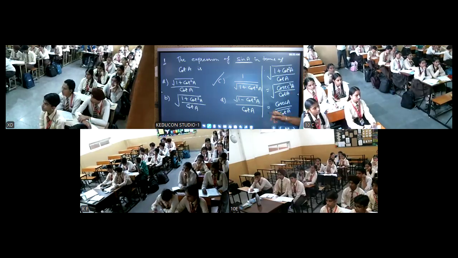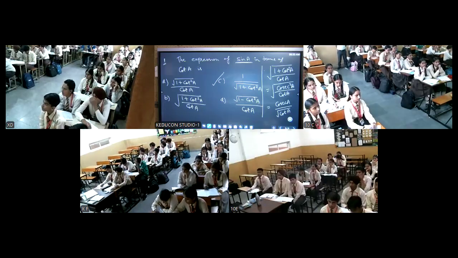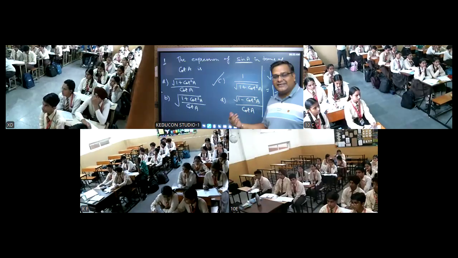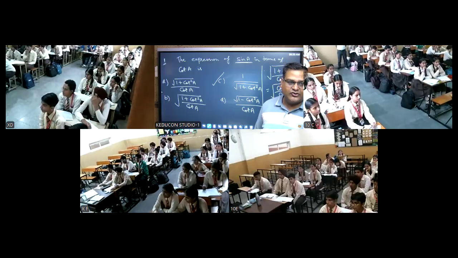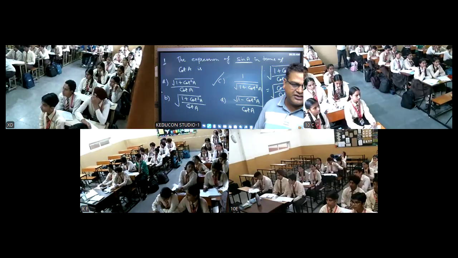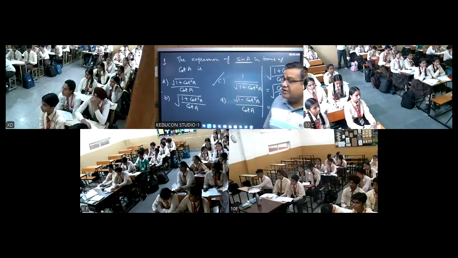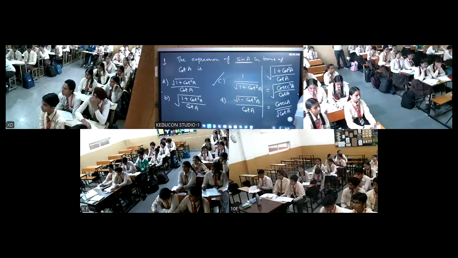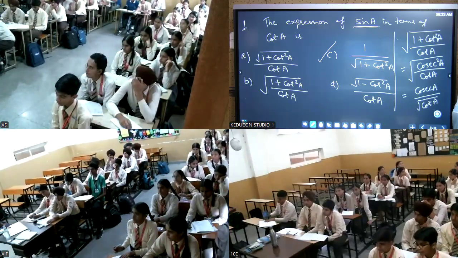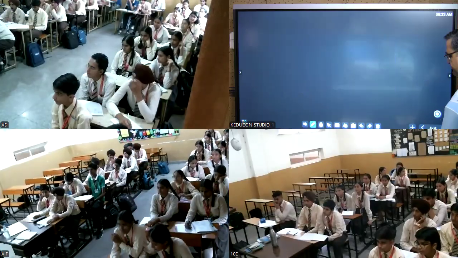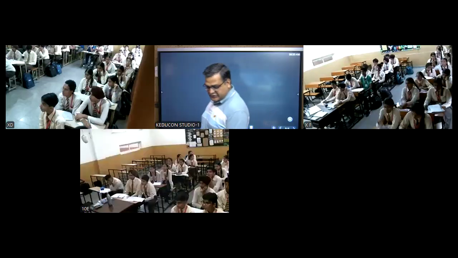Right or not? Children, 1 minus cot square A is not an identity. It is 1 plus, so there is no meaning of this. So your right choice will be C option. Now it's clear? Yes, sir. Let's move to the next question.